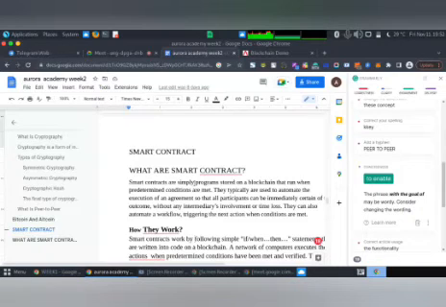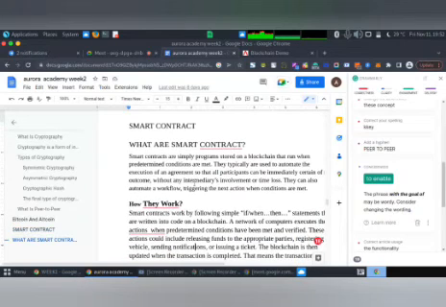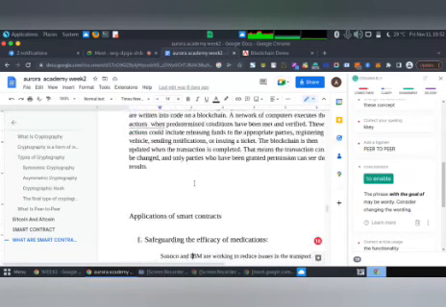And if this code is stored on the Ethereum blockchain, nobody can change it. So that is one importance of using smart contracts. Code is basically a series of conditions. If this condition is true, perform this action. If the condition is not true, perform this other action.